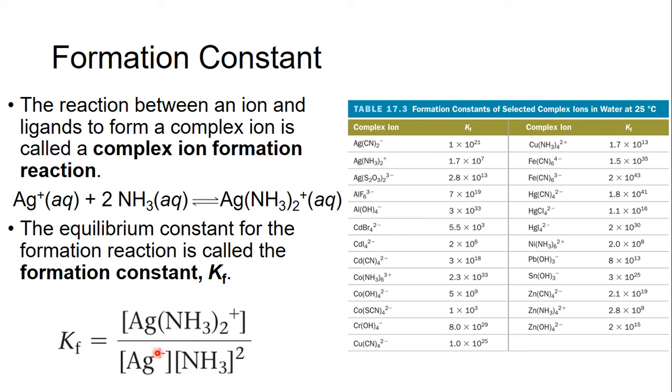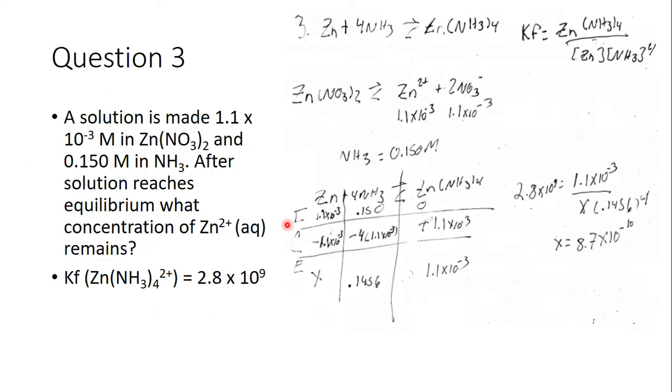So KF equals the products over the reactants again. Here we have aqueous, so we can put that into our equilibrium constant. Basically, anytime I tell you a KF, the product you're going to make is aqueous. So let's take a look at how we use that.